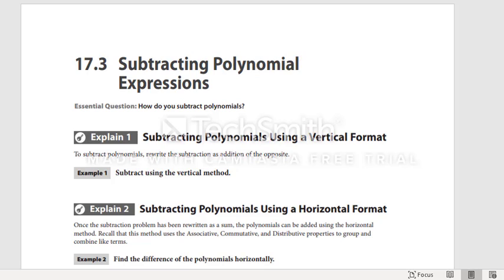Today's lesson in algebra, we are going to look at section 17.3, which is subtracting polynomial expressions. So we need to know how to subtract polynomials. Earlier this week, you looked at adding them. So again, we can do two different formats. We can do a vertical format where we rewrite the subtraction as addition of the opposite. And we can look at a horizontal format where we are grouping things together and combining like terms.